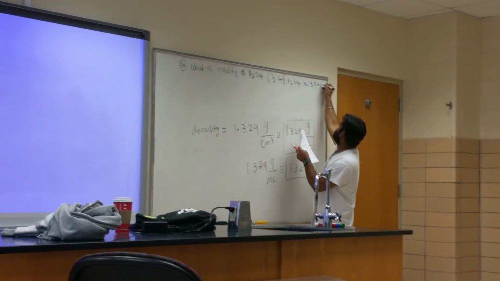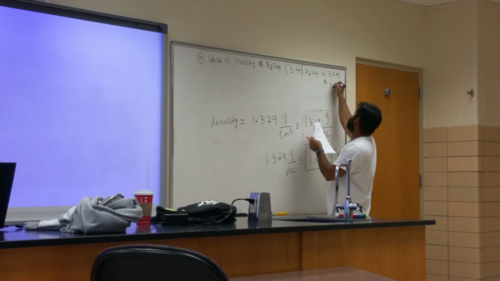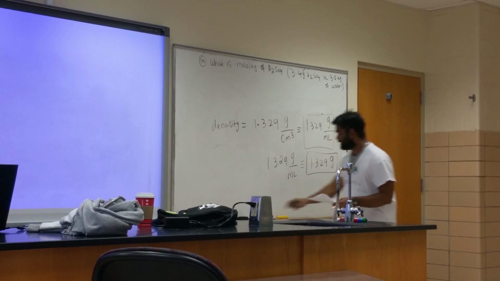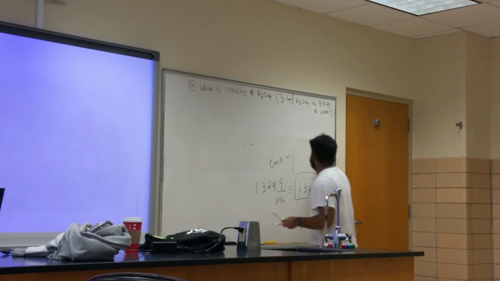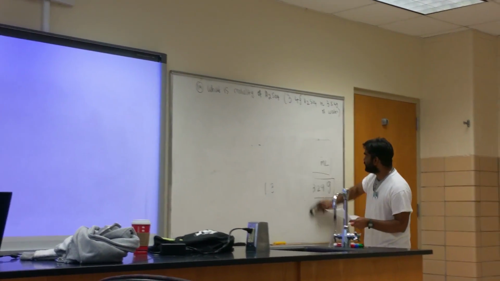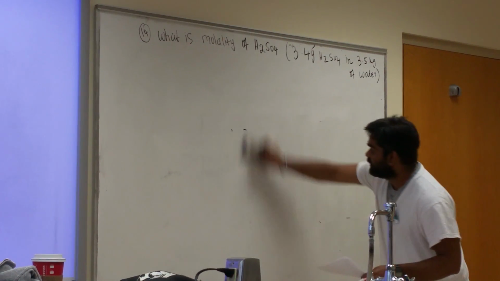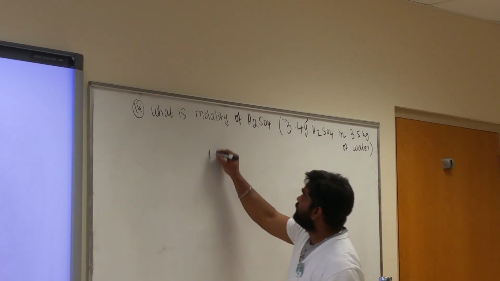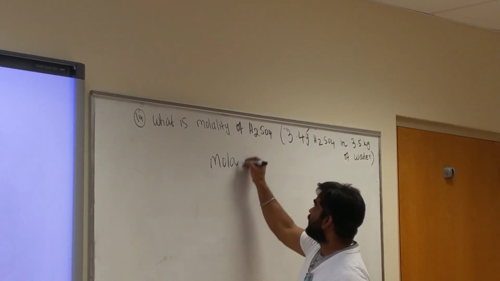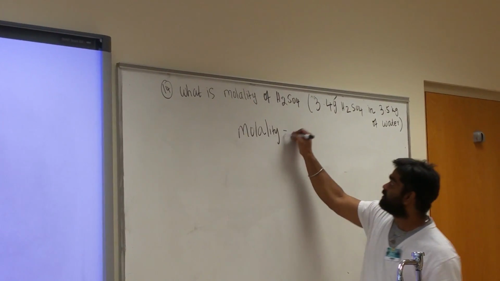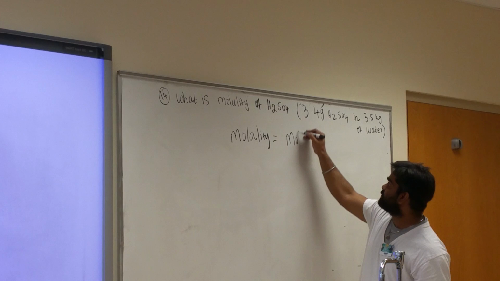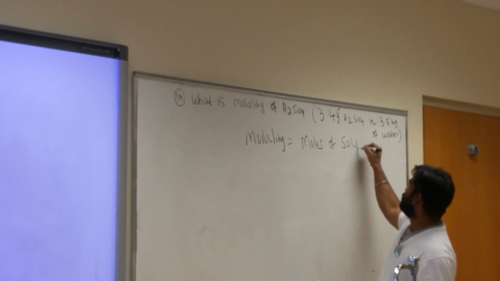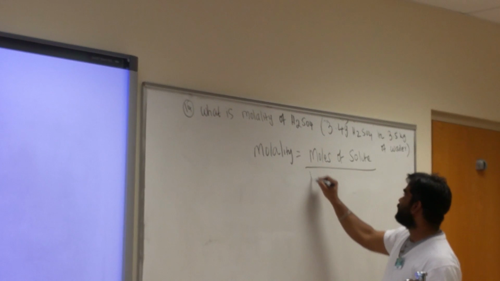3.5 kilograms of water. This is easy. You only have to do one conversion. That's it. Now again, let's go ahead and write the definition of what molality is, which is moles of solute over a kilogram of solvent.